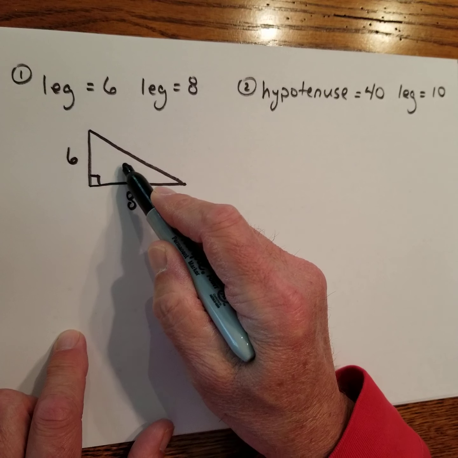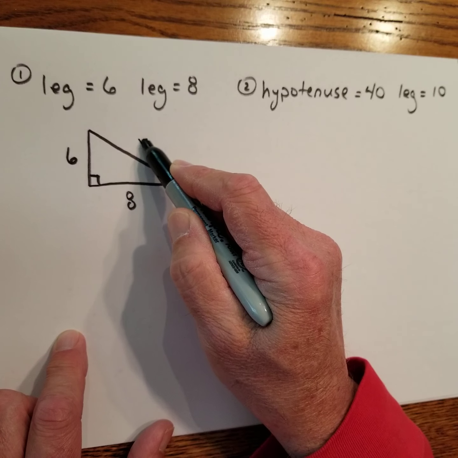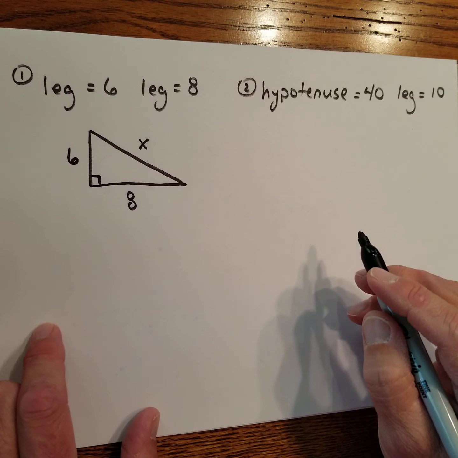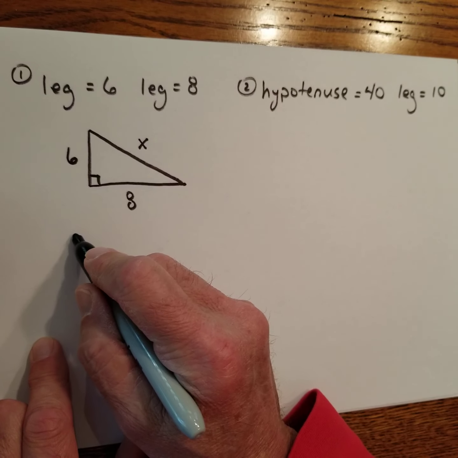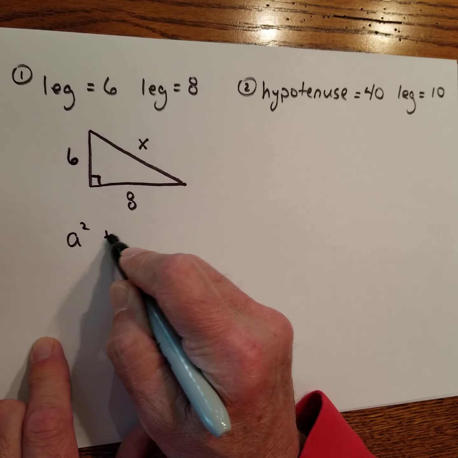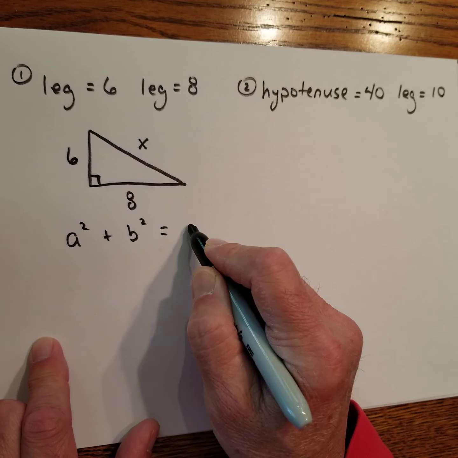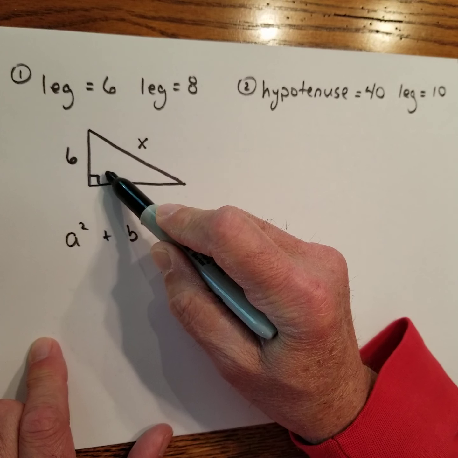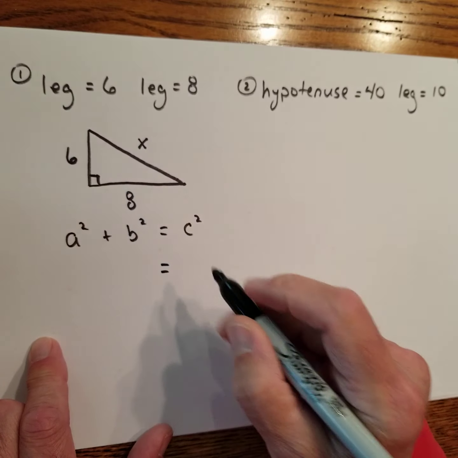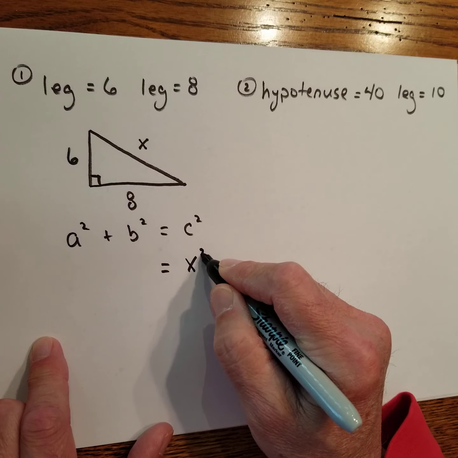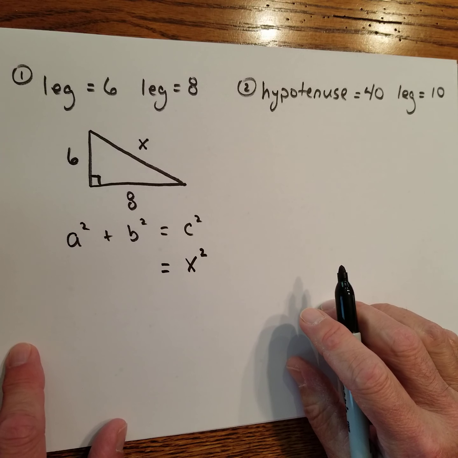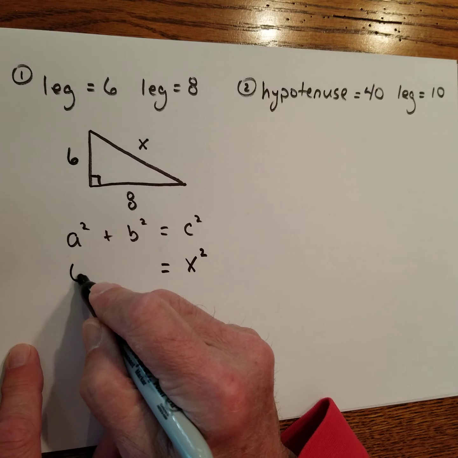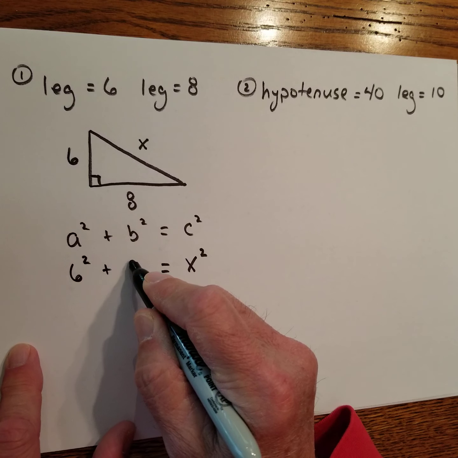Our job is to find the missing side. That's the side across from the right angle, which is the hypotenuse. Now set up an a squared plus b squared equals c squared. Remembering that the side across from the right angle is the hypotenuse, and the hypotenuse must be c. X must go there. The 6 and the 8 are the legs, and they can go in whatever order you like.